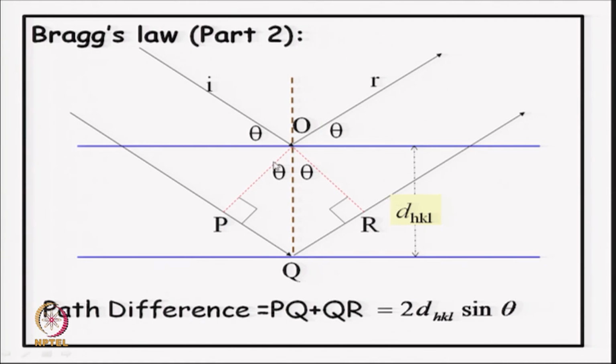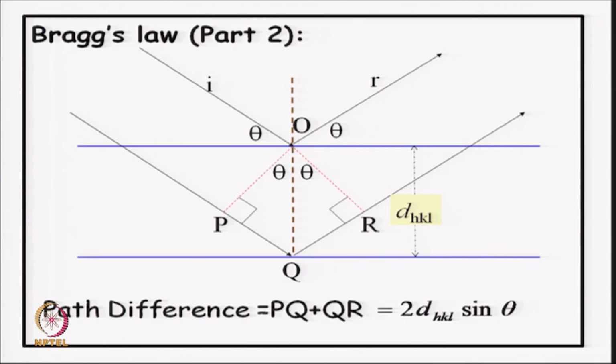This of course can be easily solved by looking at this right angle triangle OPQ or ORQ. You can see that this angle is theta, OQ is the interplanar spacing d_hkl. So, PQ is nothing but d_hkl times sin theta, and similarly QR is also d_hkl times sin theta. So, the total path difference as shown here is 2 d_hkl sin theta.